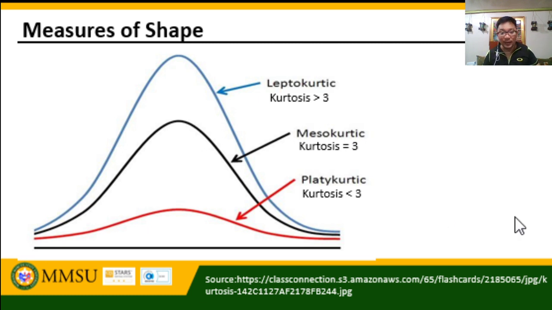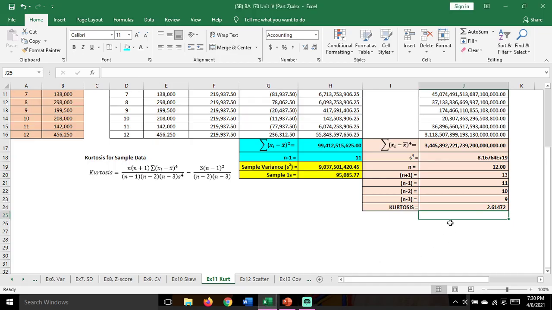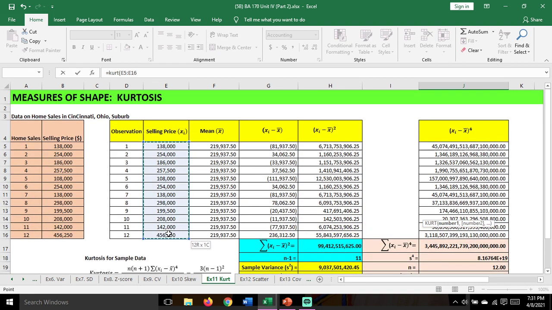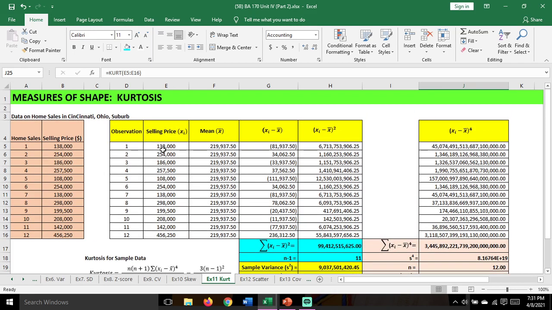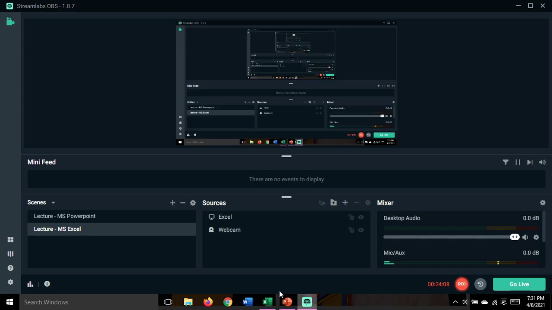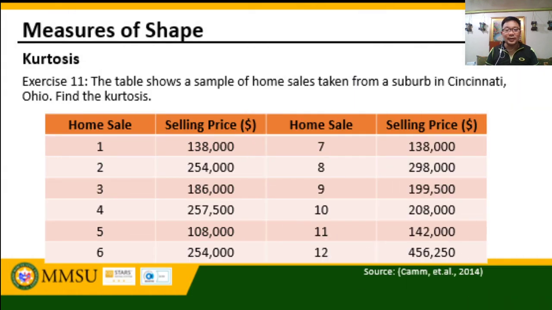By the way, going back to Excel, you can actually use also your Excel function to check your kurtosis using your KURT, okay, and then yung inyong data set. Okay, so check lang natin. So we have 2.61, so tama. So we have a platykurtic distribution. So that is an indication that we don't have any outliers. Okay, so that is all about the measures of shape.